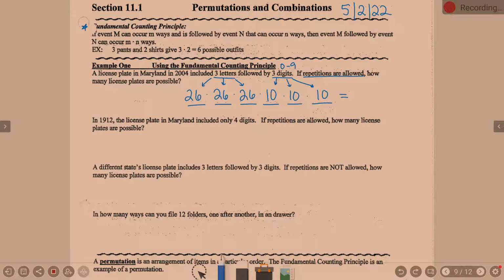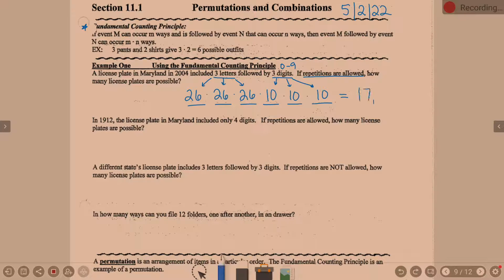How do you get your answer? 26 times 26 times 26 times 10 times 10 times 10. This is why I said we need calculators today, right? Nothing fancy on the calculator right now, but you don't want to do this math by hand. I don't want to do this math by hand. And I'm more willing to do some math by hand than you guys usually. So, what are you guys getting? 17,576,000. Yep.